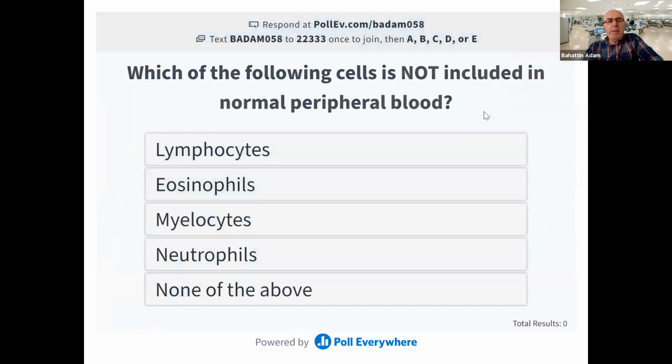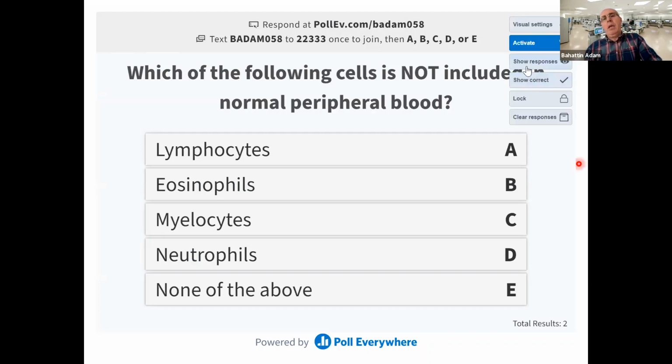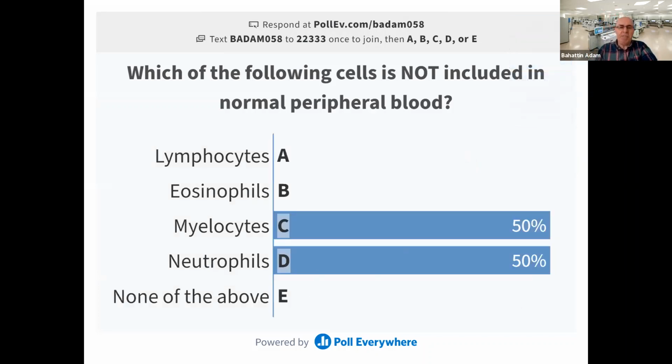Now, which of the following cells is not included in normal peripheral blood? Lymphocyte, eosinophil, myelocyte, neutrophil, none of the above. One of them is found in bone marrow, not in the peripheral blood. Myelocytes is the correct answer. Neutrophils are the most common cells in the peripheral blood circulation. The correct answer is C.